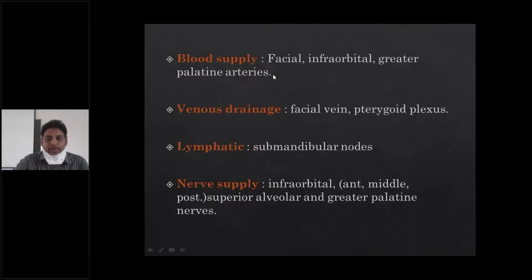And coming to the blood supply, you will have the facial artery, infraorbital artery, and greater palatine arteries. Venous drainage is through the facial vein. In patients with inflammation or sinusitis, the lymphatic drainage of the maxillary sinus is to the submandibular nodes, which belong to the level 1 group of lymph nodes. You will also get a question regarding which level group of nodes.